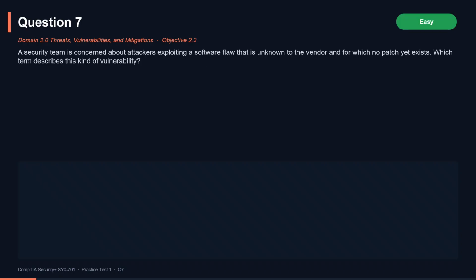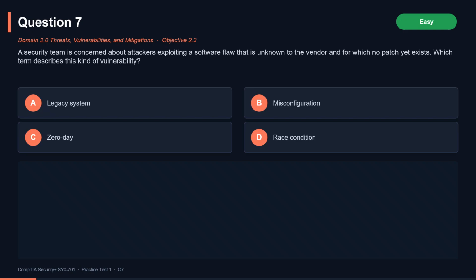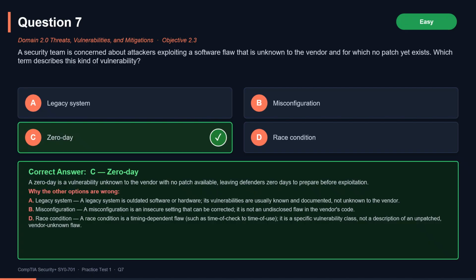Question 7. A security team is concerned about attackers exploiting a software flaw that is unknown to the vendor and for which no patch yet exists. Which term describes this kind of vulnerability? The correct answer is C. 0-day. A 0-day is a vulnerability unknown to the vendor with no patch available, leaving defenders 0 days to prepare before exploitation.